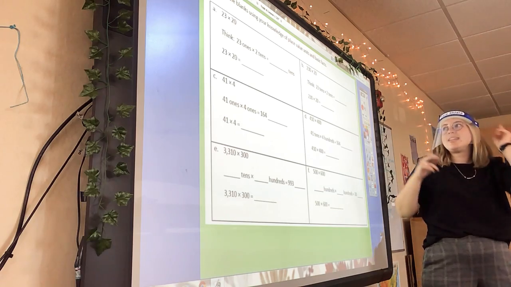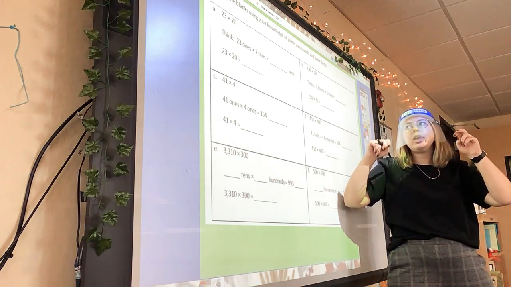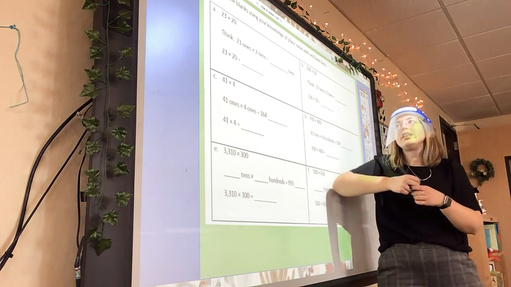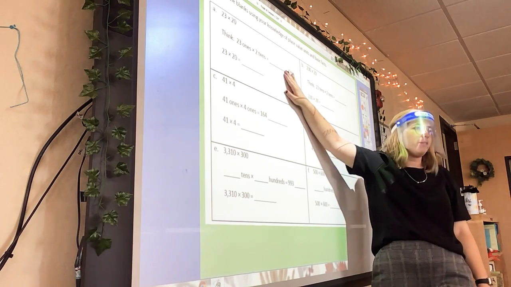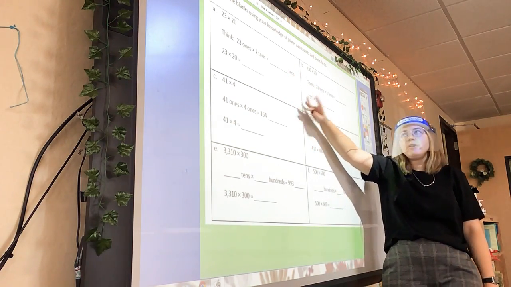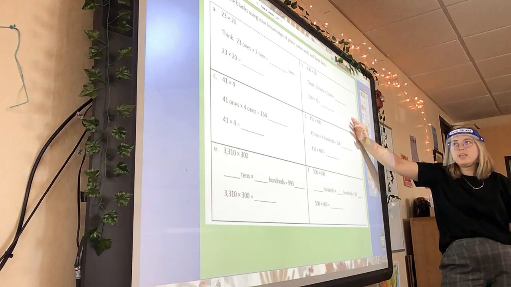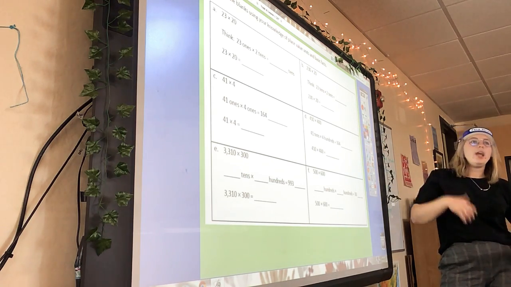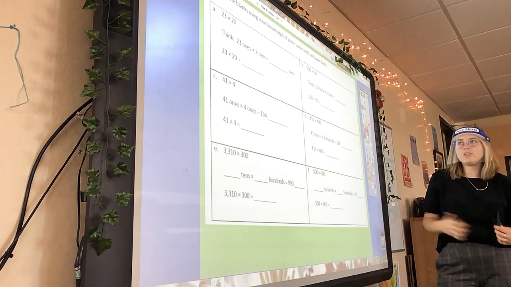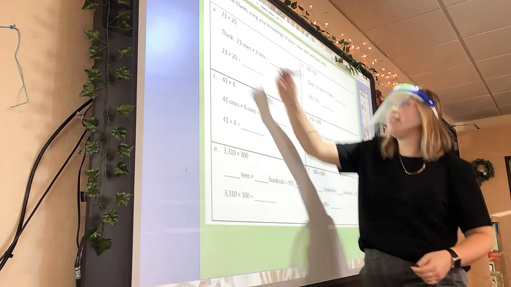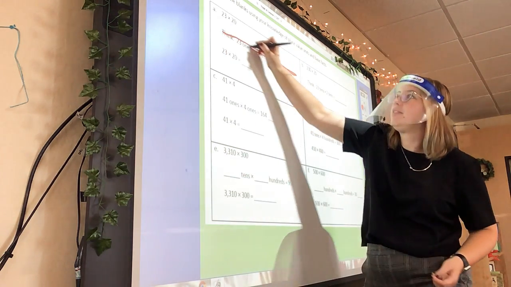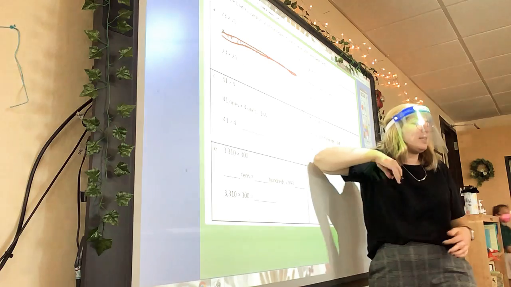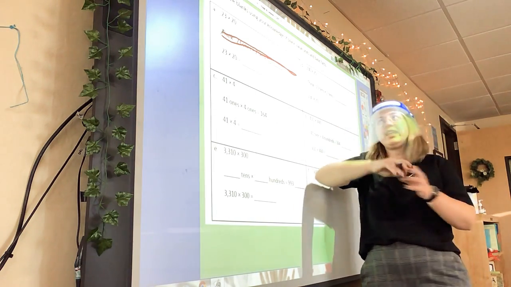So, when it says think, it wants you to write the total number of tens in this one, for example. So, like, 23 ones times 2 tens, it would equal how many tens total is kind of what it's shooting for. If this part is confusing, don't do it. Just do it how we did it during the lesson. So, like, breaking it apart.